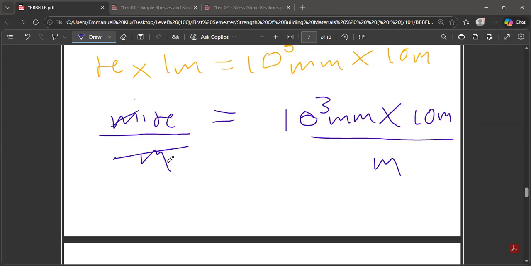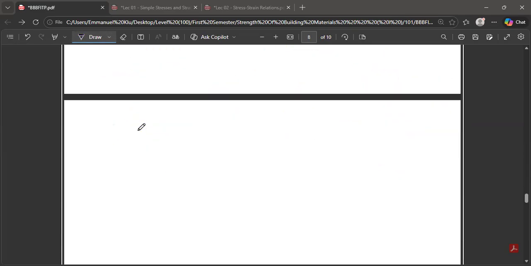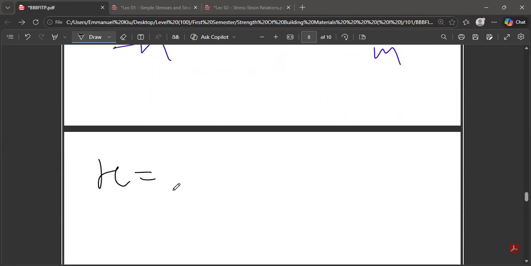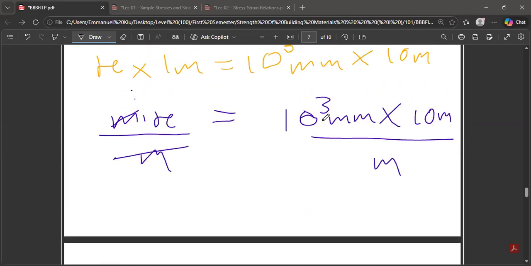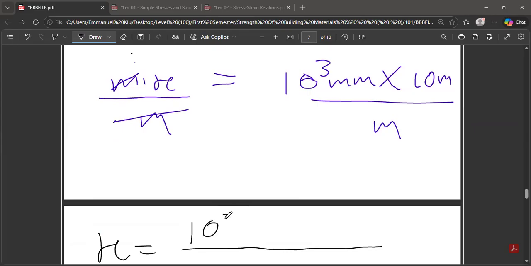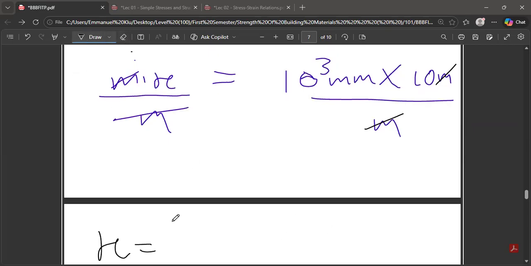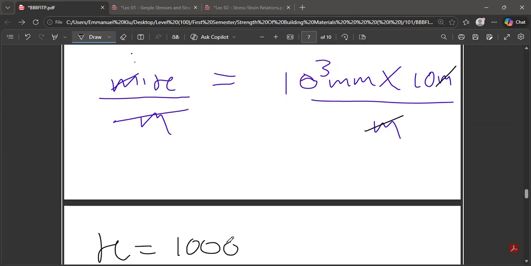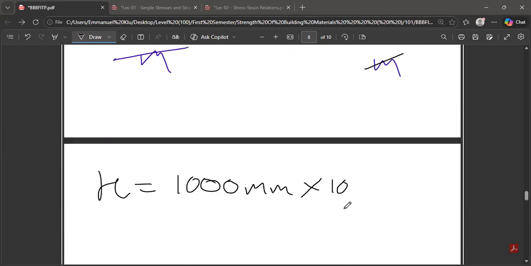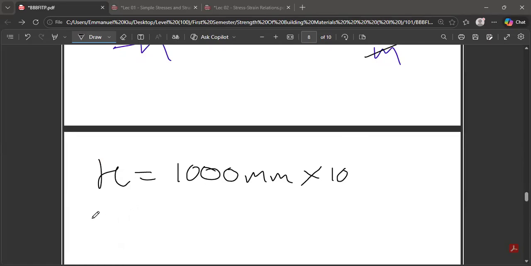So at the end of the day, you see that meter will cancel meter. And finally, what are we left with? Our X is equal to 10 exponent 3 millimeters times 10 meters. This meters can take care of that meters, which means at the end of the day we are left with 1,000 millimeters times 10. So at the end of the day, what is going to be our answer?